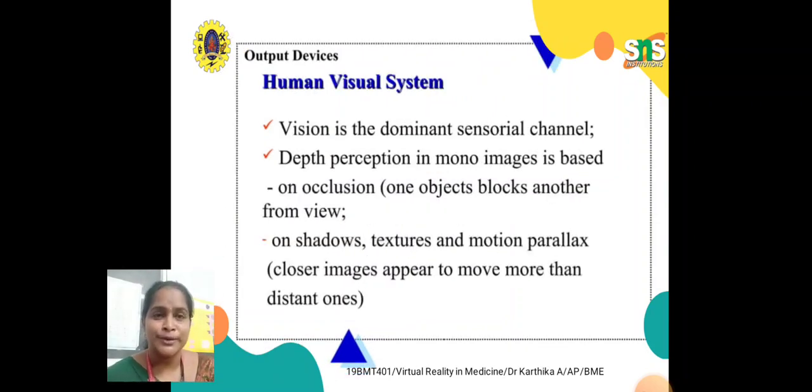In the human visual system, vision is the dominant sensorial channel. Depth perception in mono images is based on occlusion, where one object blocks another from view, and on shadows, textures and motion parallax. Here the closer images appear to move more than distant ones.